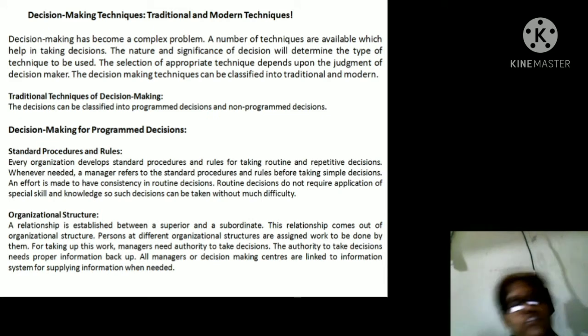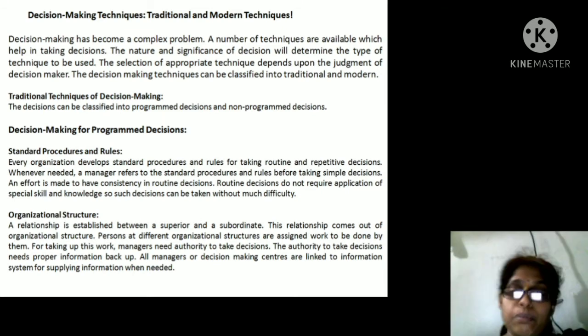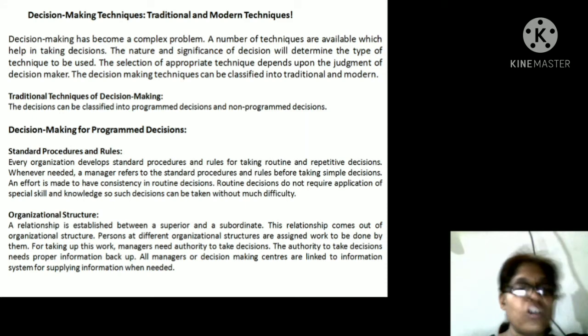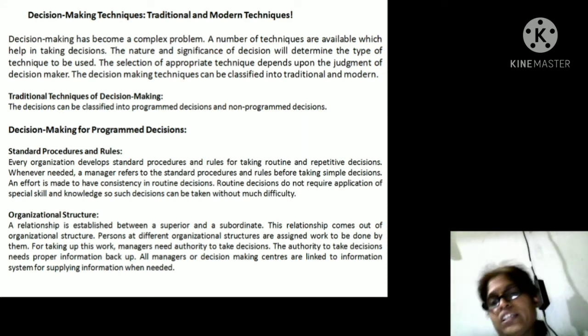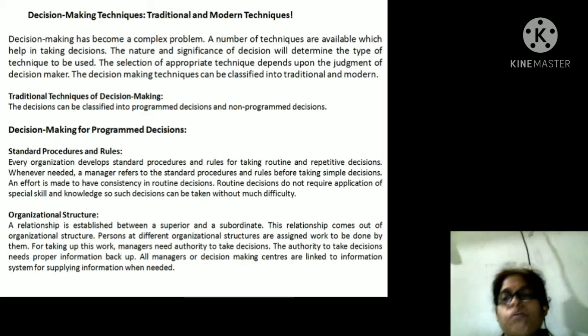Then the organizational structure. A relationship is established between superior and subordinates, employer and employee. That relationship is explained in a particular structure, known as the organizational structure. Persons at different levels of the organizational structure are assigned work to be done by them. Right person, right job: every person must be appointed as per his experience and educational qualification. Then it is said, right person, right job.